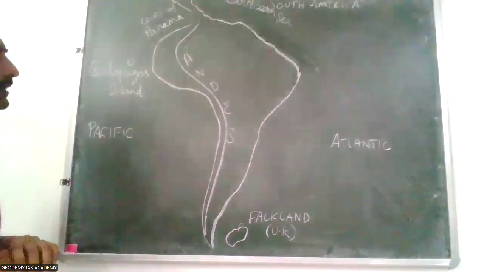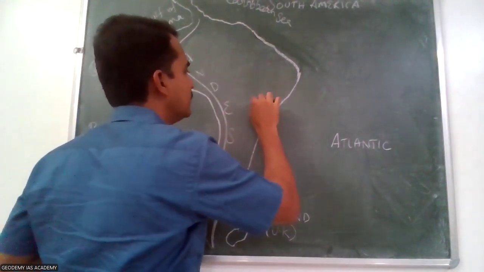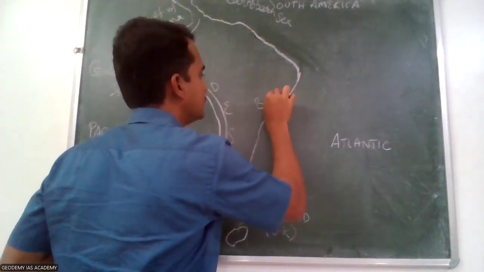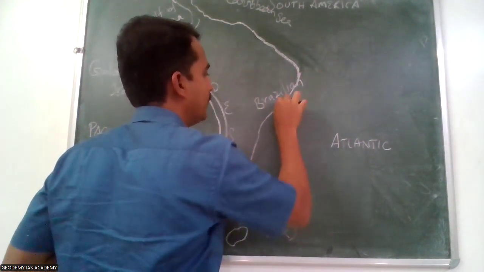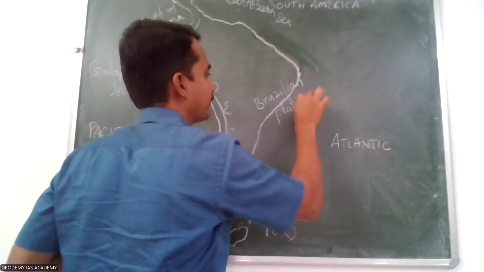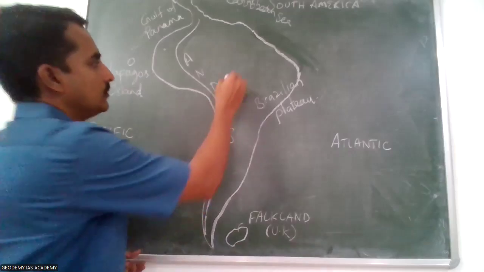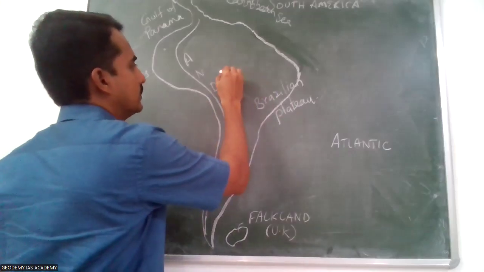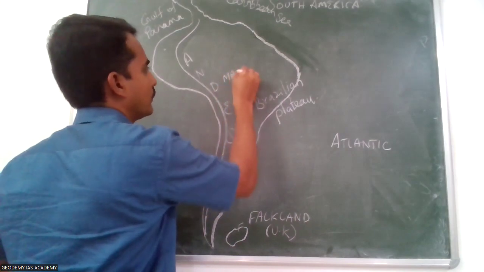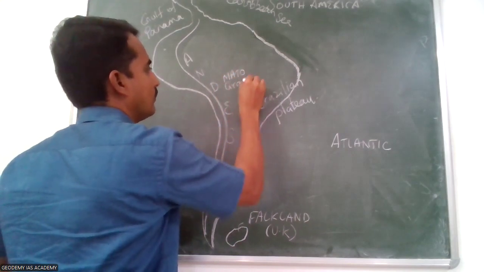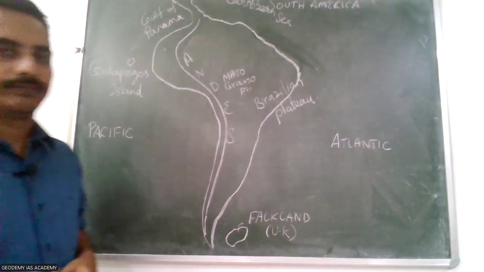Okay. And then here in the eastern part it is the Brazilian plateau, in the country Brazil. So the Brazilian plateau is located here. And nearer to the Andes and the Brazilian plateau, in between, is the Mato Grosso plateau. Okay, that's all.